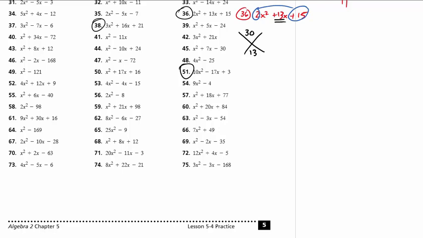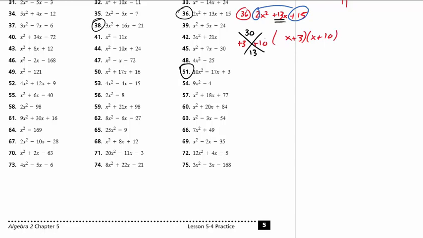2 times 15 is 30. 2 plus 15 is 17 though, so that one doesn't work. 3 times 10 is 30. But 3 plus 10 is 13. And that is actually what we wanted. Okay? So we're good there. So write in a plus 3 and a plus 10. Well, that gives us x plus 3 and x plus 10.